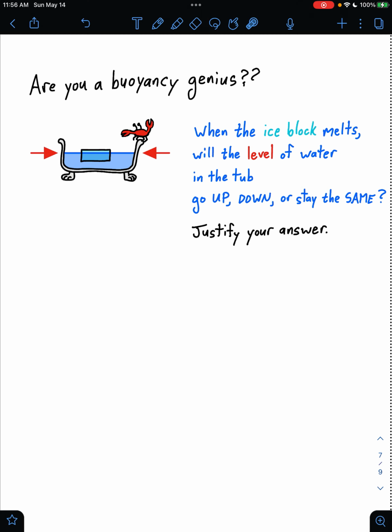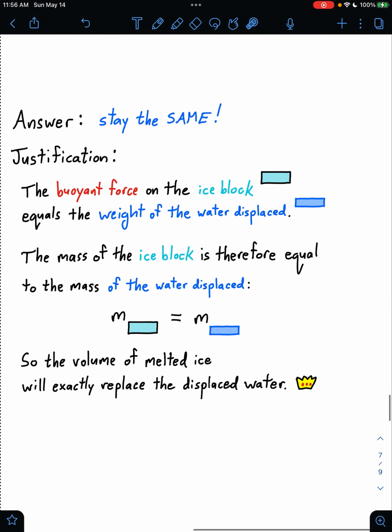Ready? The answer, of course, is that the level of the water will stay the same. The buoyant force on the ice block equals the weight of the water displaced. And therefore, as we argued with our iceberg, the mass of the ice block is equal to the mass of the water displaced. So when our ice block converts to water, the volume of melted ice will exactly replace the displaced water.